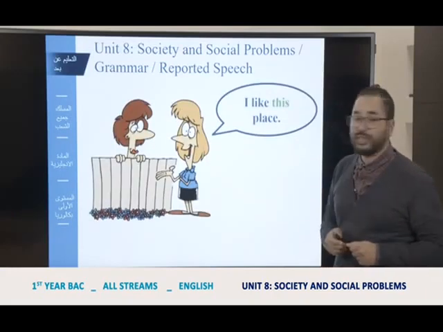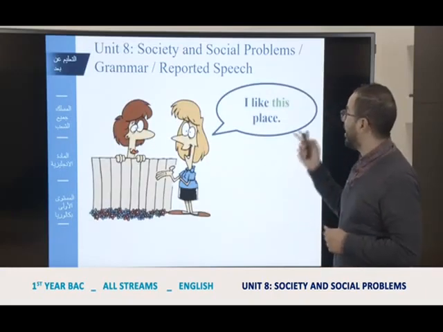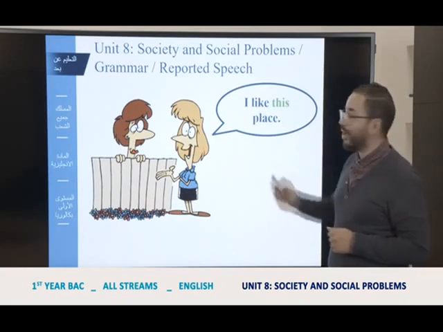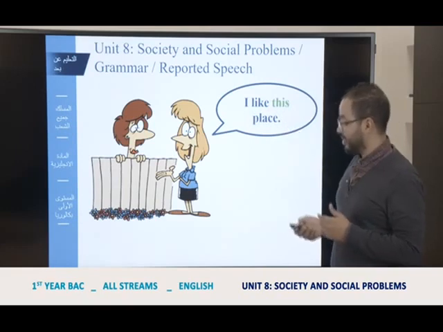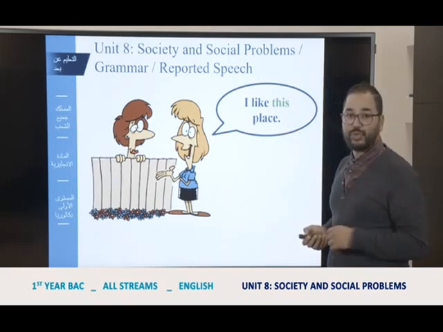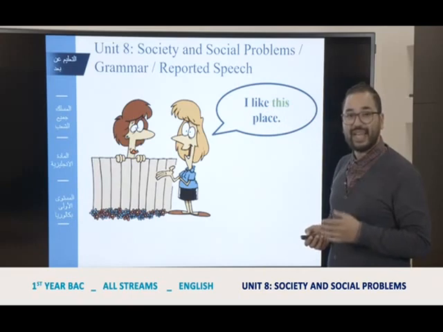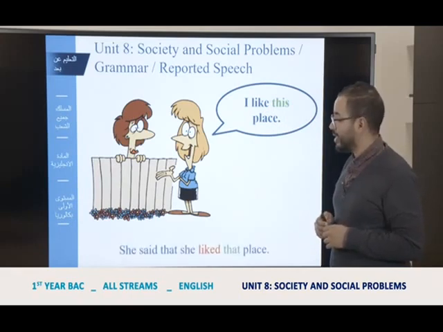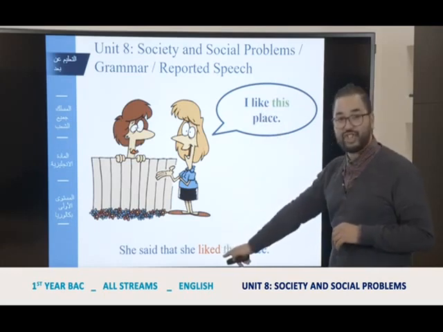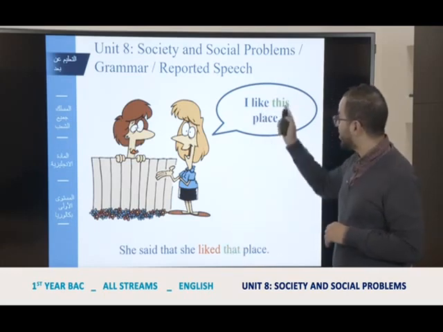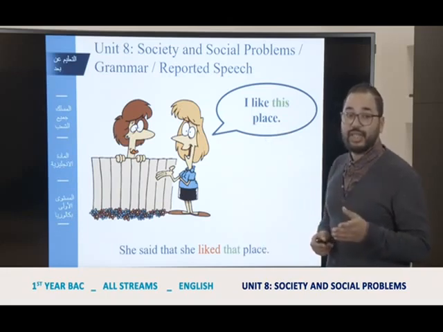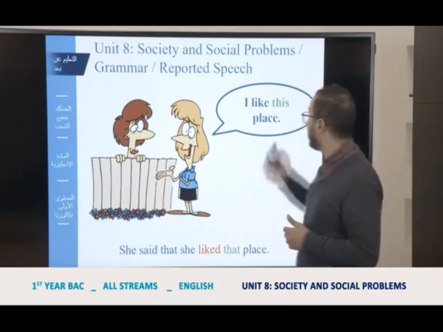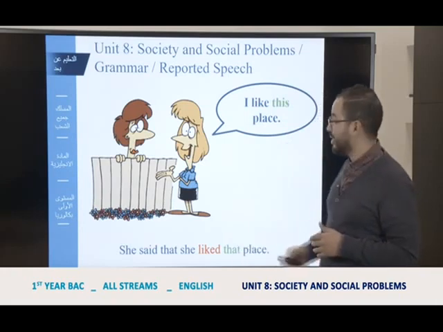Another situation here, we have 2 ladies. "I like this place." So we have here I, the verb like in the present, this place. So if I want to report or to use the reported speech or the indirect speech form, it's she said that she liked that. So this becomes that. So we not only change the tenses, but we also change this, it becomes that.